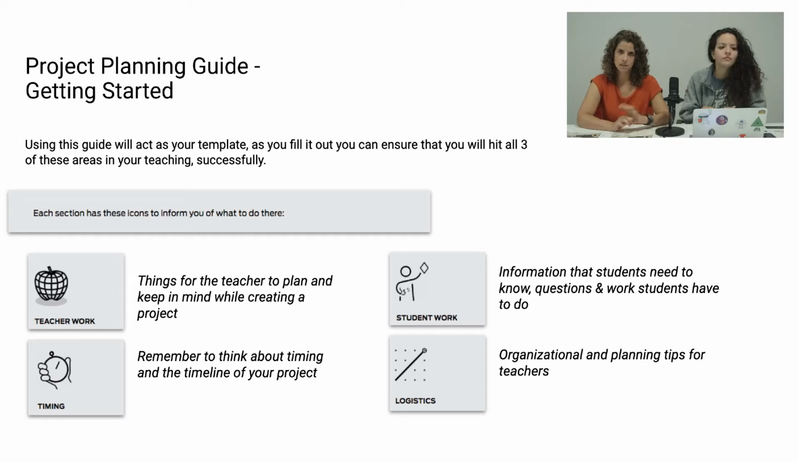These icons that you see on the screen help you as a teacher know what's supposed to be happening. There's the Apple icon for teacher work, where it's important for you to think about those things that are happening to help you plan. There's the student work icon, where the little person is holding a piece of paper. It's information that students need to know, questions to ask students, and work students have to do. And timing looks like a little stopwatch, to remind you to think about timing, because everybody's under a time crunch in schools. Always. And the last one is logistics, to help you organize and plan, with tips for you to get this project off the ground in the right way.